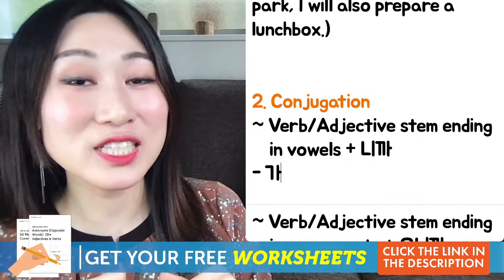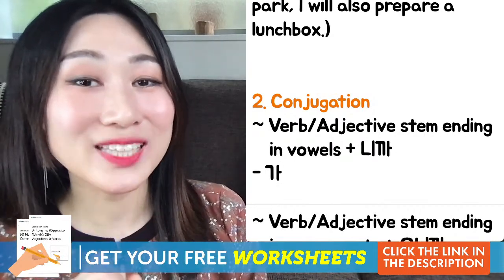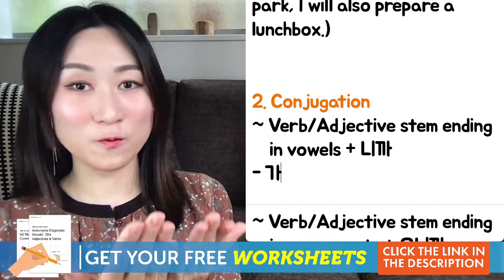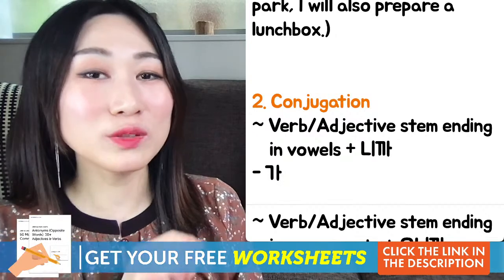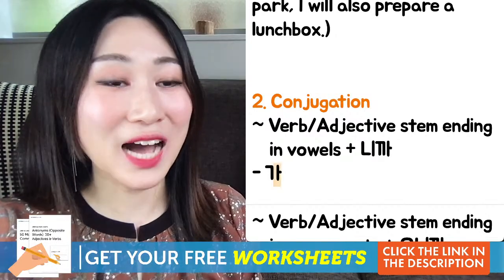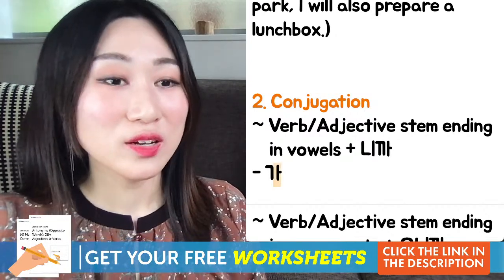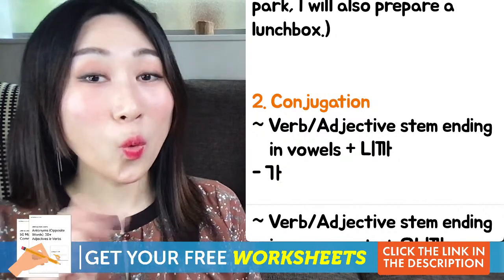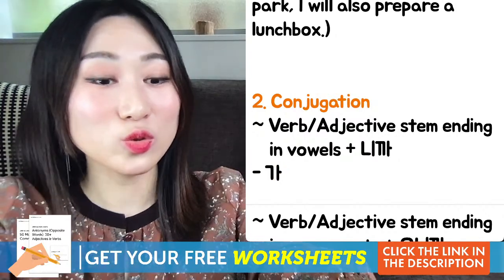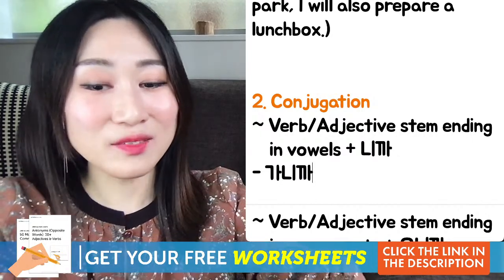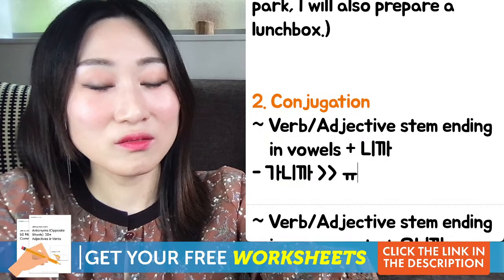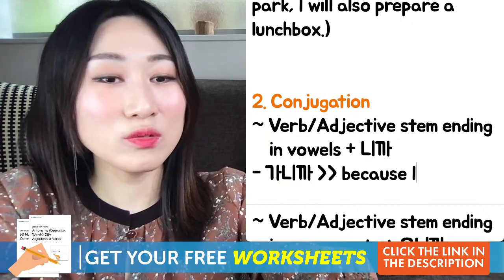Korean verbs or adjectives always end with 다 in the dictionary form. In the dictionary form, you will find 가다, 먹다, always ending with 다. So remove 다. Then you only have 가. 가 is the stem. 가 ends with a vowel sound, so let's use 니까. So it's 가니까. What does it mean? It means like because I go.